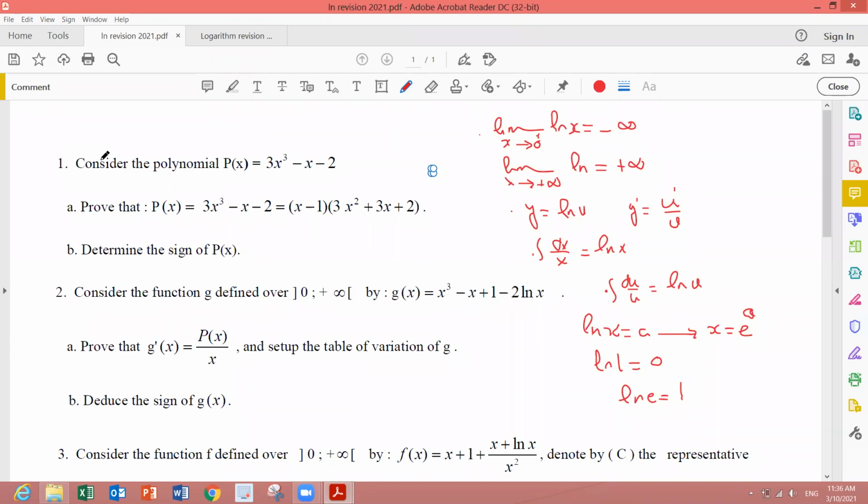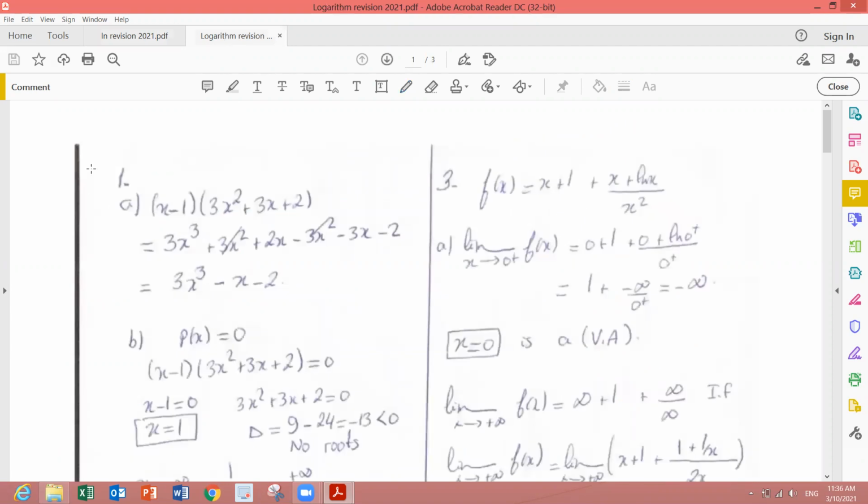Part 1. Consider the polynomial P(x) equals x cubed minus 3x cubed minus x minus 2. How to prove that P(x) equals (x minus 1)(3x squared plus 3x plus 2)? Who can tell how to verify this side equals that side? Yes, I will expand. So we take the right side and expand.